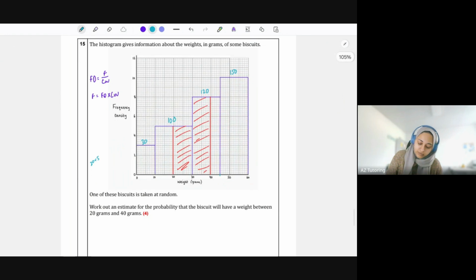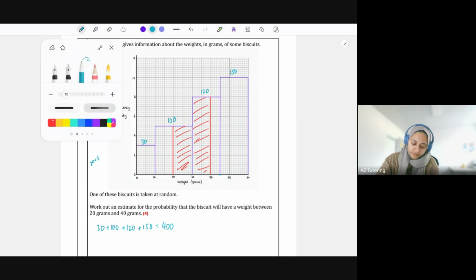So adding them all up together, the total 30 plus 100 plus 120 plus 150 gives me 130, add 120, add 150, that gives me 400. That's the total amount of biscuits we've got all together. We need to work out how many biscuits in this red part here. Now, you can see this red part here for this first one, it's exactly half.